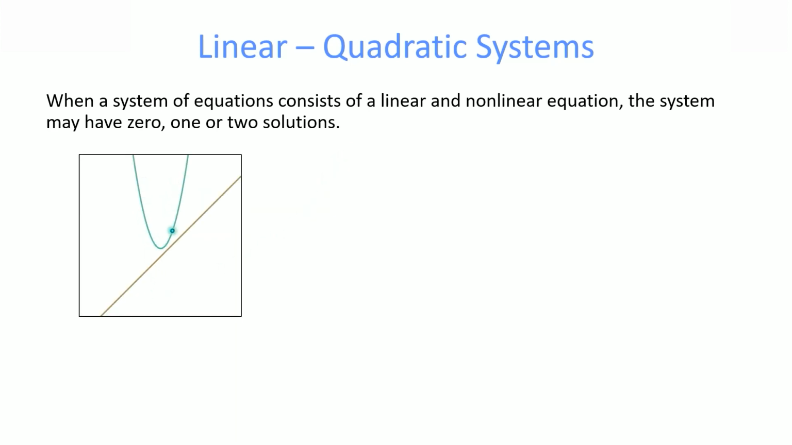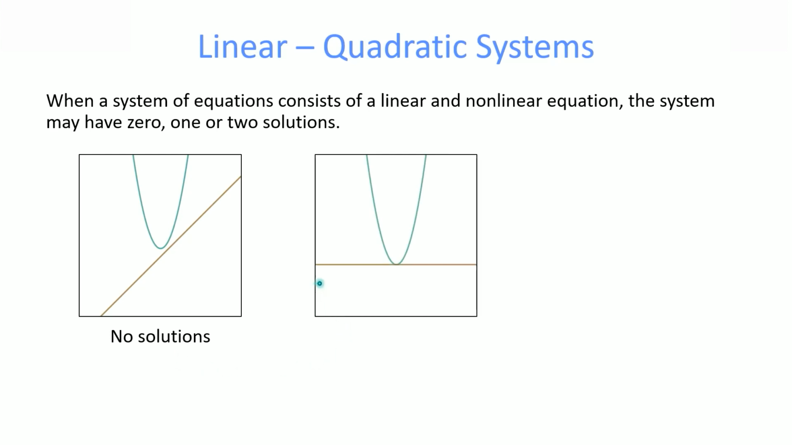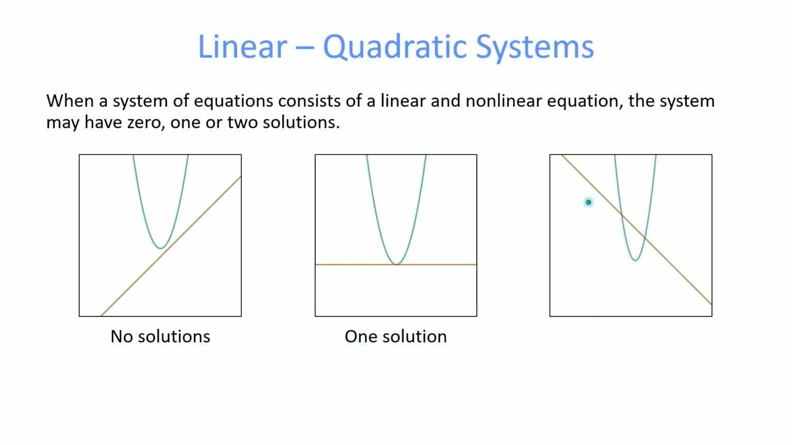There's no intersection between the two equations, so we have no solutions. In this case, there is one point of intersection. Therefore, in such a situation, there'll be one solution. And here we can see that the linear equation intersects the nonlinear equation in two different points, giving us two solutions.